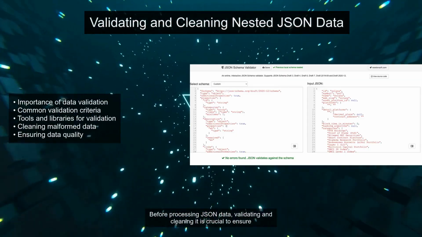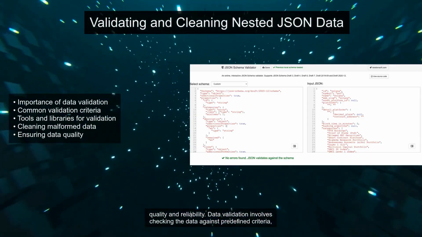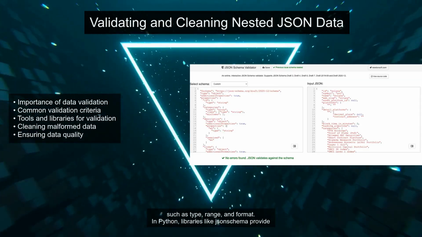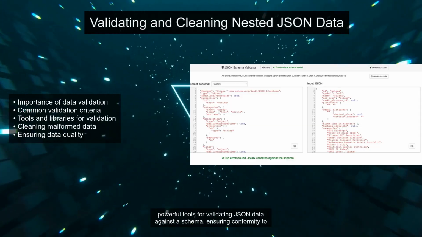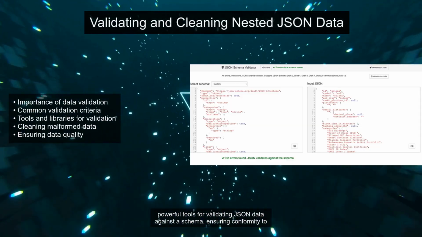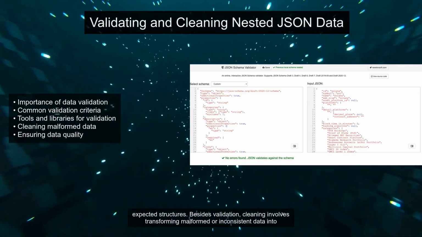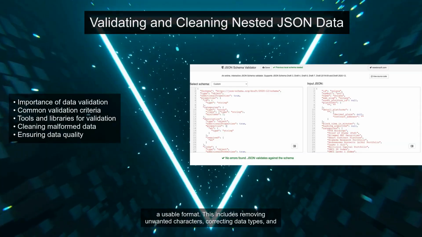Before processing JSON data, validating and cleaning it is crucial to ensure quality and reliability. Data validation involves checking the data against predefined criteria, such as type, range, and format. In Python, libraries like jsonschema provide powerful tools for validating JSON data against a schema, ensuring conformity to expected structures. Besides validation, cleaning involves transforming malformed or inconsistent data into a usable format.